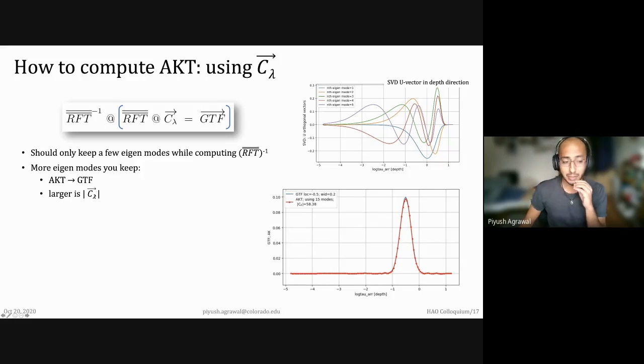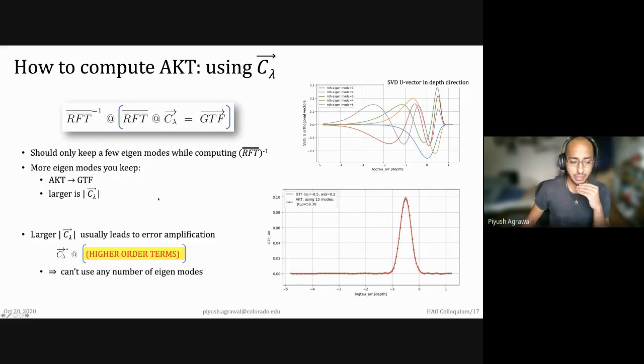But at the same time, it leads to the coefficients becoming larger. Having large coefficients is an issue because these coefficients later get multiplied with the error terms, which leads to error amplification. That means you cannot keep all the 120 eigenmodes, because if you do, your coefficients will practically go to infinity, and your error will go to infinity.